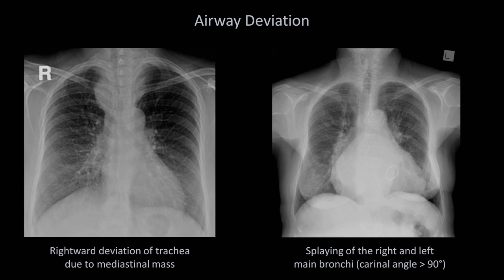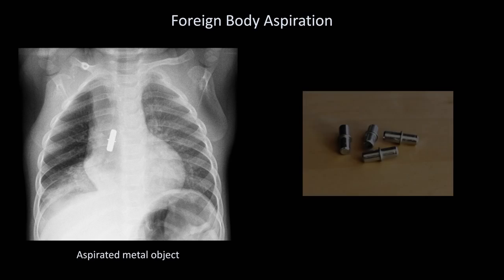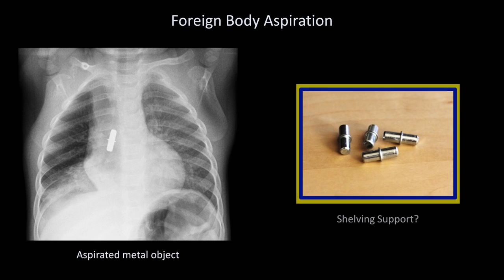The final class of possible abnormality of the airways is a foreign body. Here's an x-ray of a toddler who presented with wheezing and shortness of breath. There appears to be something lodged in the right main bronchus. I don't know for sure what it is, but it looks awfully suspicious for one of these things: shelving supports for a certain ready-to-assemble furniture brand.